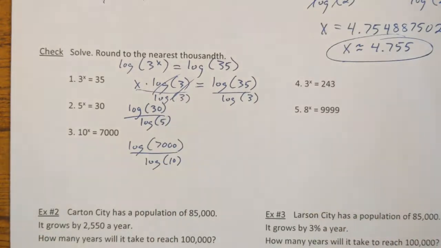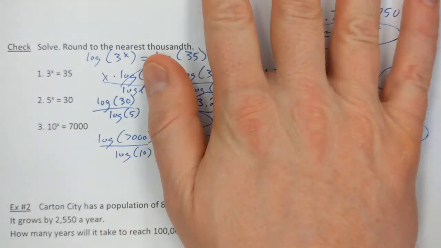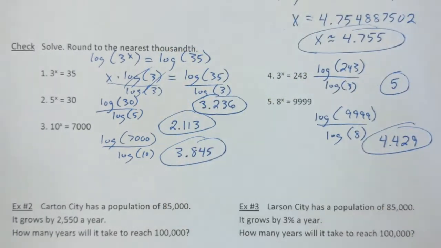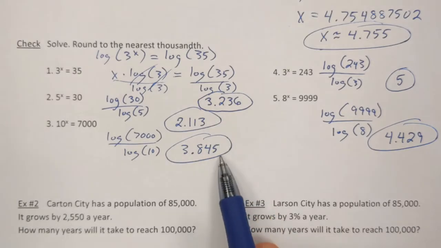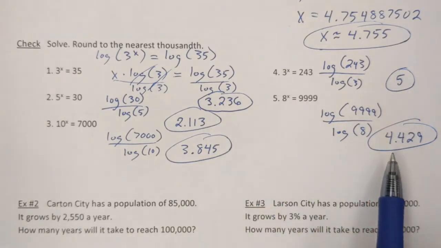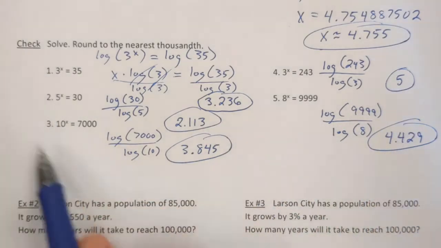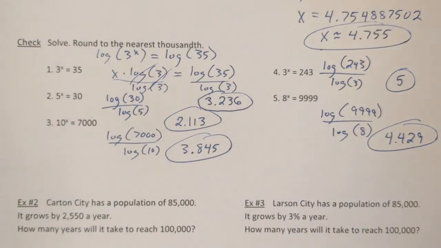Write them down, round to the nearest thousandth. Go ahead and hit pause and try that out. And all right, I'm ready to reveal the answers. Here you go. If you want to check your work, here are your answers, all rounded to the nearest thousandth to 3 decimal places. So this is how we solve a simple exponential equation.